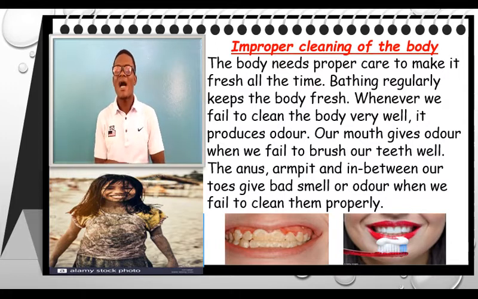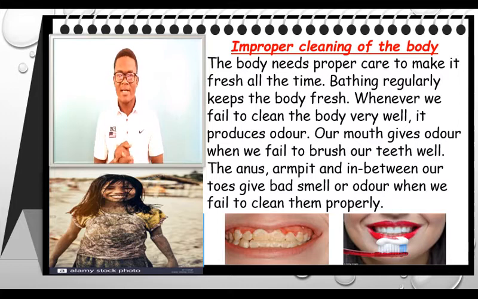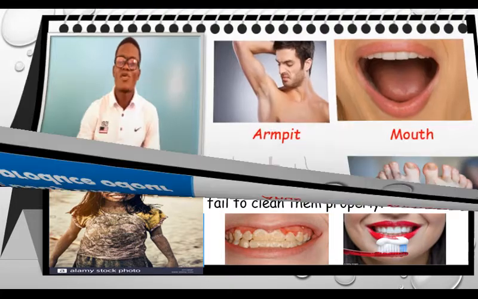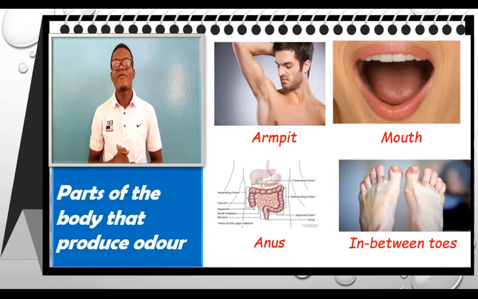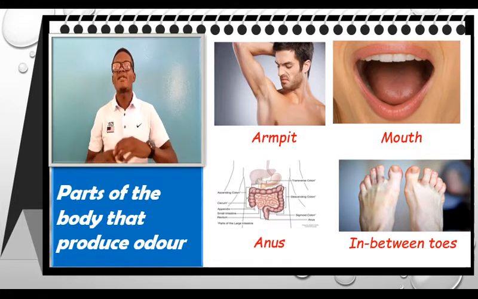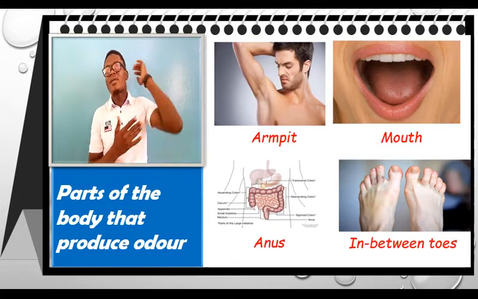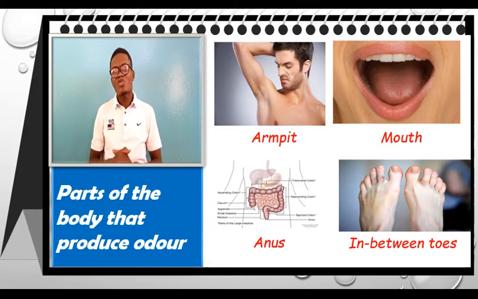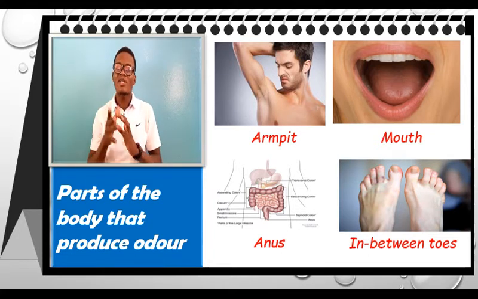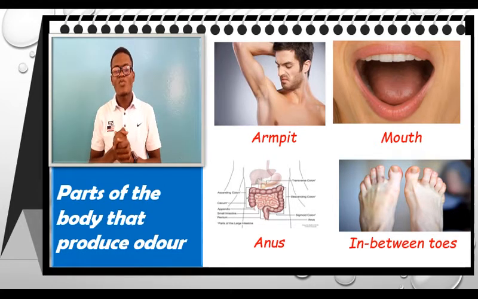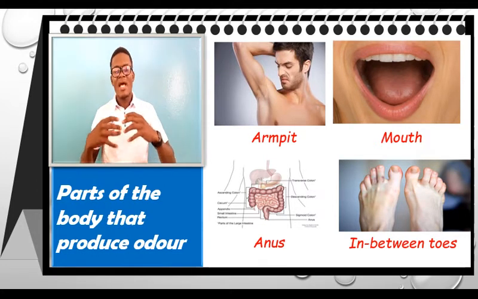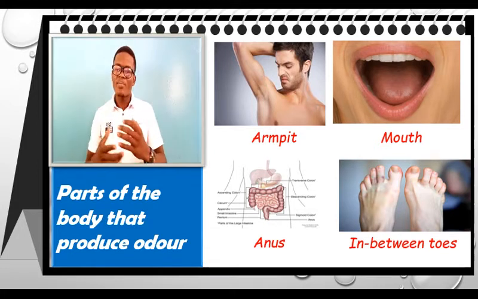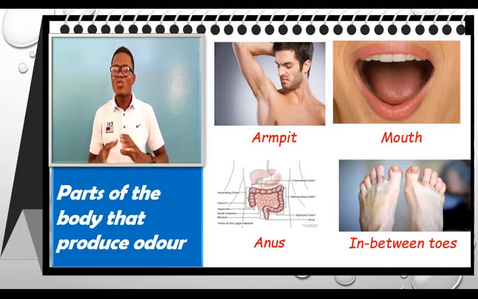So we are going to look at some parts of our bodies that actually produce bad body odor. So let's quickly look at that. As you can see on the screen, we have 4 main body parts that produce body odor. We have the armpits, the mouth, the anus, and in between the toes. The first picture is the armpits. We must always keep the armpits clean by using lemon. When you're going to bathe, use lemon nicely, and you use a good deodorant after bathing.